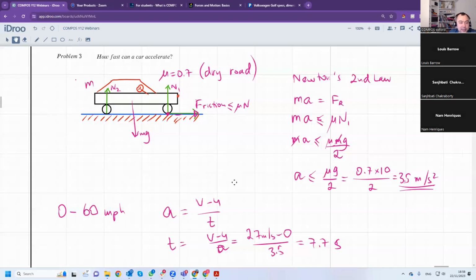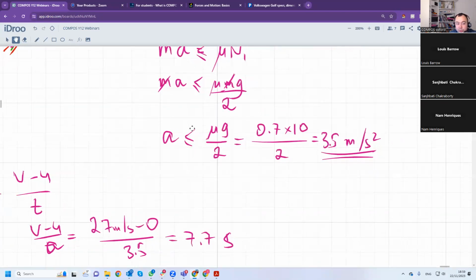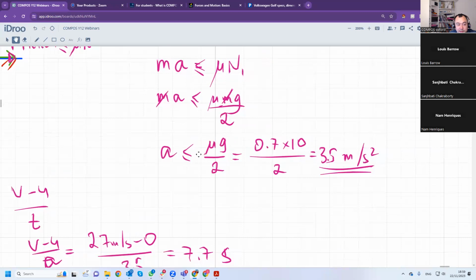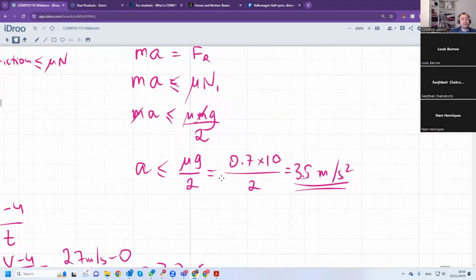Mass cancels, and it is less than or equal to. That means that this is the ultimate acceleration that you cannot exceed. Of course, if you don't have an engine powerful enough to accelerate you at that rate, then of course we're not talking about the same thing. I'm saying that no matter how powerful your engine is, you will never be able to exceed this acceleration, because your acceleration is limited by the contact with the road.